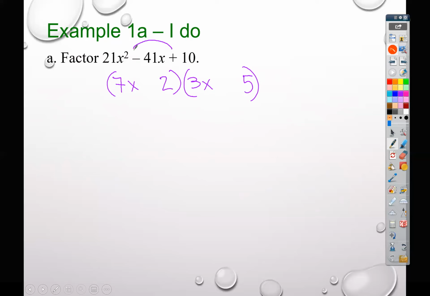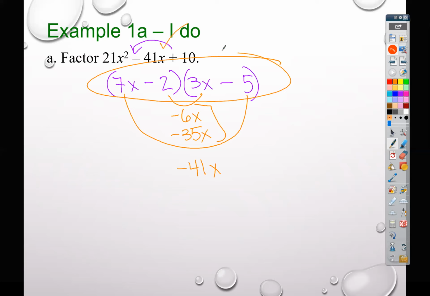And I know both of my signs have to be negative because I'm multiplying to get a positive, but that middle number is a negative. So let's see if this works. I'm going to multiply these together and I would get negative 6x. Multiply these together and I get negative 35x. And if I add these together, I get that negative 41x in the middle. So this is my answer.